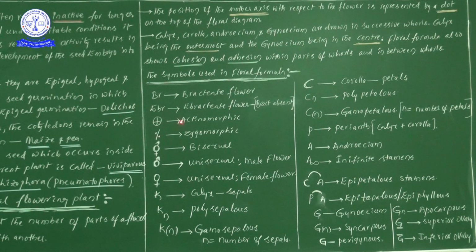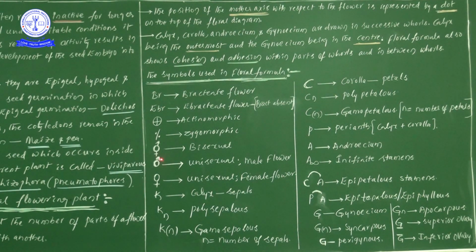Next one, actinomorphic. Actinomorphic is shown with a circle with a plus inside it. Next one is zygomorphic, which is shown like a percentage sign. Next one, bisexual. I am not going fast, try to grasp this. For bisexual, a circle with a dot above and a plus below: a 0-like structure, with a dot on top and a plus below.